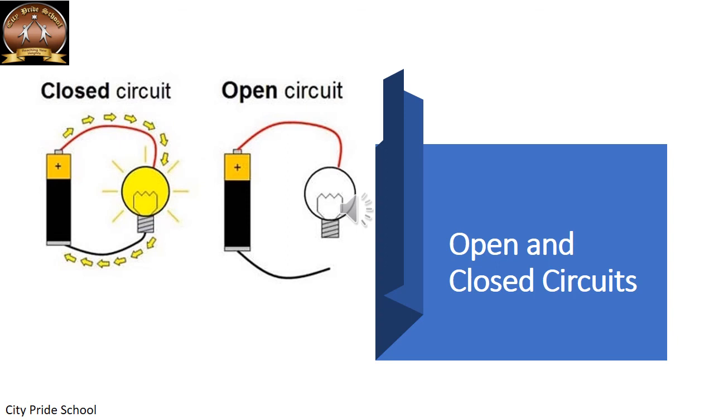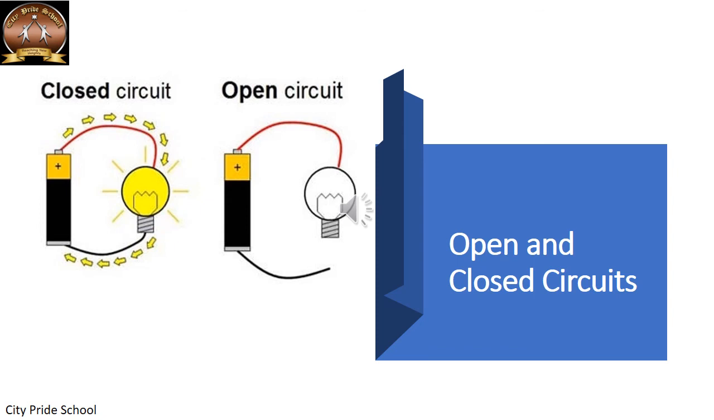Whereas in this one you see the connectivity from the bulb has been removed. So now the circuit is open. When the circuit is open, there is no flow of current, and therefore the bulb will not glow. This becomes an open circuit.